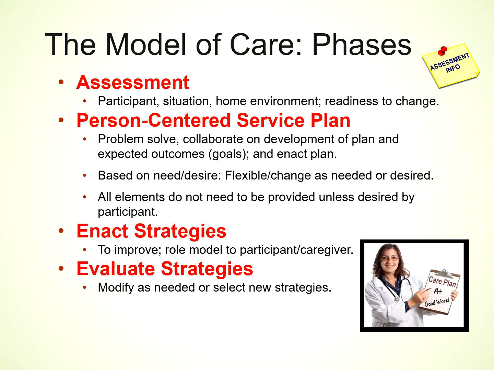All elements of the model of care do not need to be provided unless they're desired and needed by the participant. A key element is enacting strategies to improve the life of the participant. In essence, the supports coordinators and OT role model what to do to enact strategies with the participant and their informal caregiver. In addition, we evaluate strategies and modify them as needed or select new strategies to try. So those are the 4 phases of the model of care: assessment, person-centered service plan, enacting strategies, and evaluating strategies.